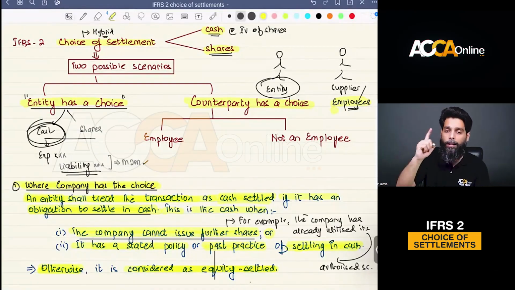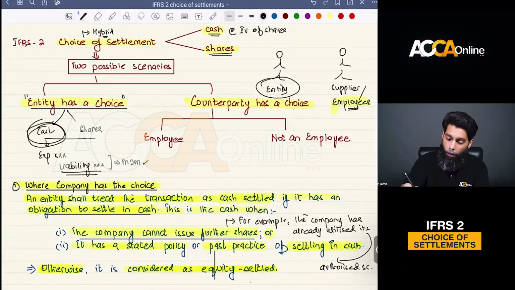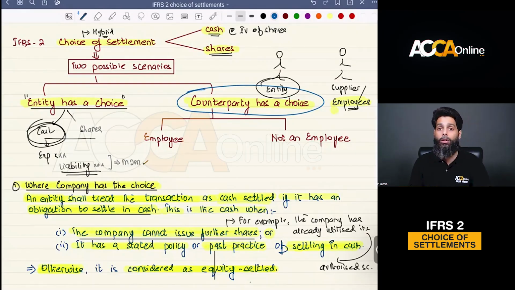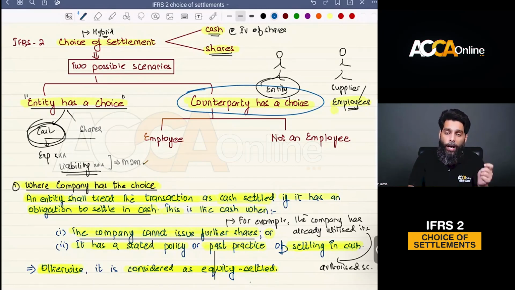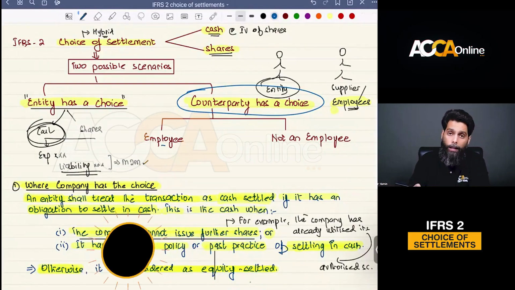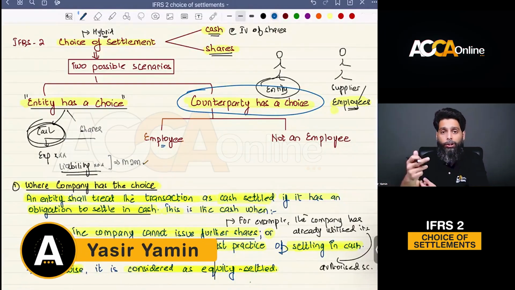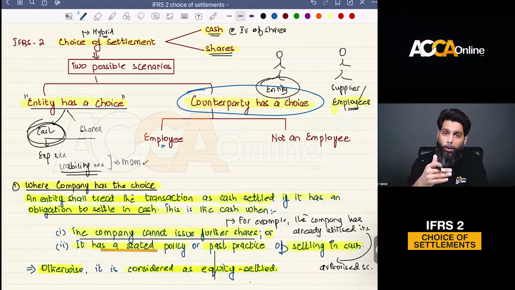Now, the more interesting scenario, due to which we are studying this in this particular class, the objective of this class, is the more difficult or more complex scenario where the counterparty has the choice to decide whether they want to exercise those options in the form of shares or cash. Now, it can be both scenarios. It can be a scenario where your employee, who is the counterparty, could decide whether they want to settle in cash or in shares.